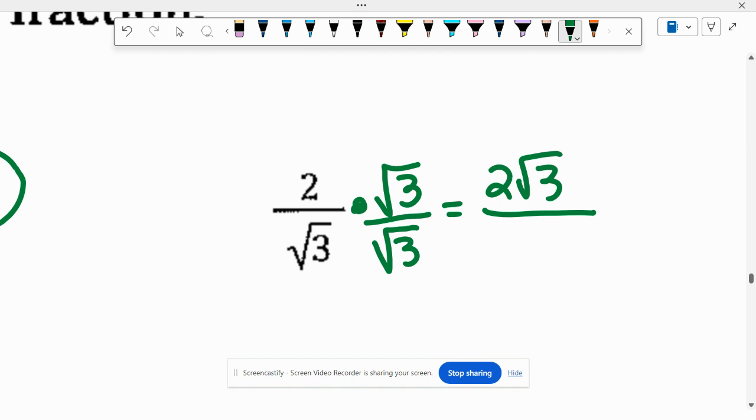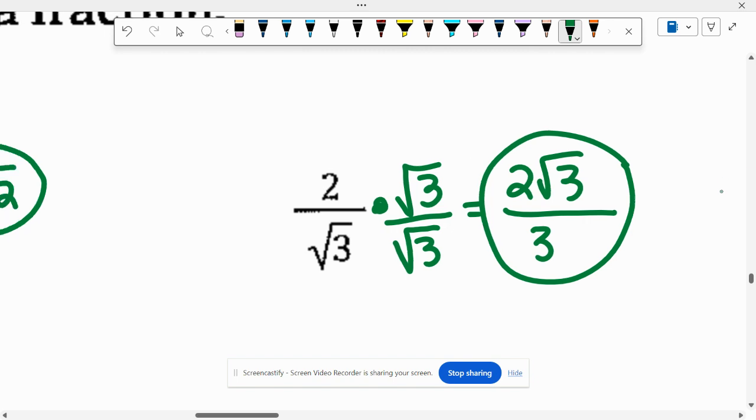what is the square root of 3 times the square root of 3? The square root of 3 times the square root of 3 is the square root of 9, which is 3. Remember, if you multiply the same radical by itself, the radical evaporates, like it just melts away. So this becomes 2 root 3 over 3.